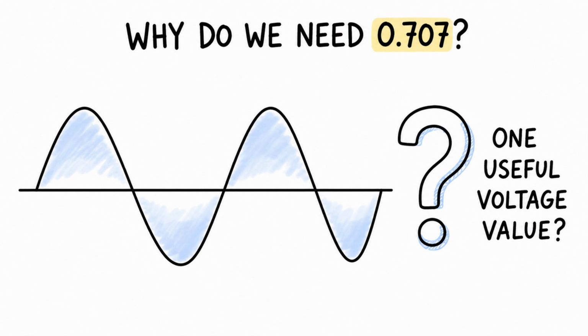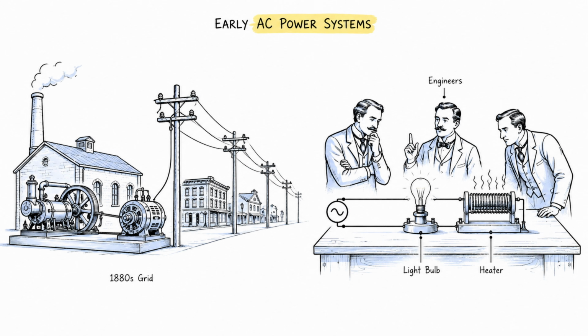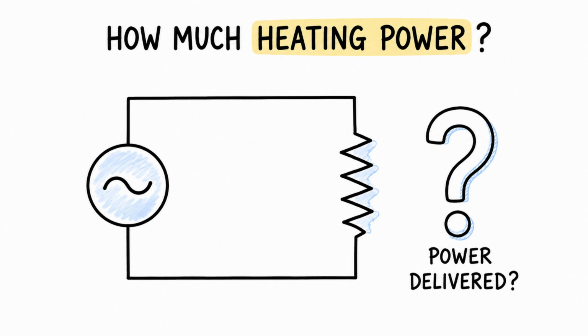To understand where 0.707 comes from, we must first understand the problem that forced engineers to look for it in the first place. When the first AC power systems were built in the 1880s, engineers faced an immediately practical problem. They needed to answer one simple question. How much heating power does an AC supply deliver to a resistive load like a heater or a light bulb?